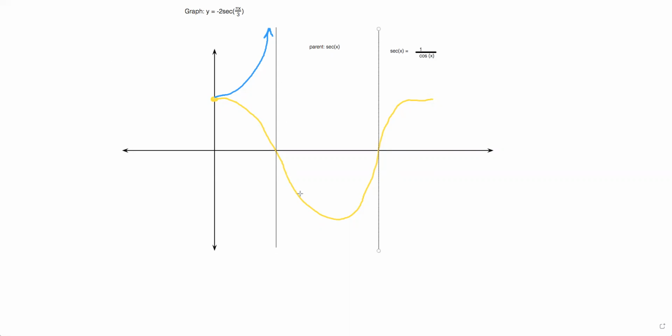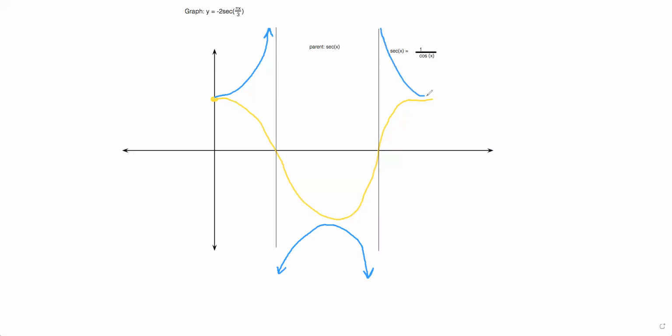Like I said, a period consists of an all the way down and then an all the way up. This is just one single period. So these are the asymptotes. They are the zeros for cosine, which turn out to be the asymptotes for the reciprocal of cosine. They turn out to be the asymptotes for the secant function. So let's go ahead and continue drawing this thing. So this is what the parent function looks like.